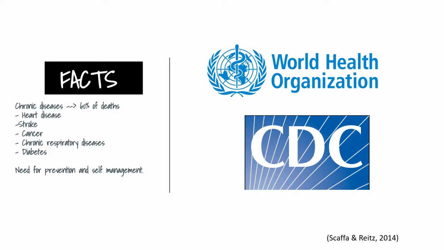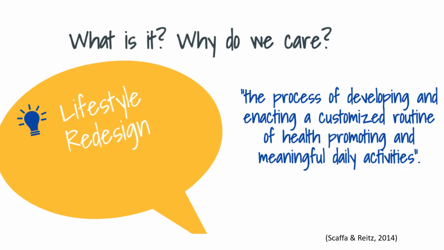Based off the World Health Organization and Centers for Disease Control and Prevention, chronic diseases are one of the leading causes of death. 60% of these deaths are caused by chronic diseases such as heart disease, stroke, cancer, chronic respiratory diseases, and diabetes. This shows that we have a great need for prevention and self-management. So that's what this chapter is about, lifestyle redesign. What is it and why do we care? We all know those are the most important questions.